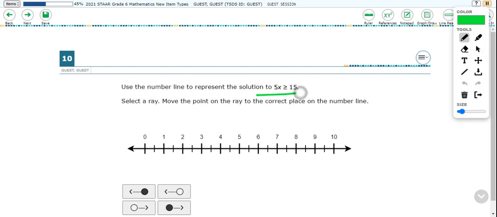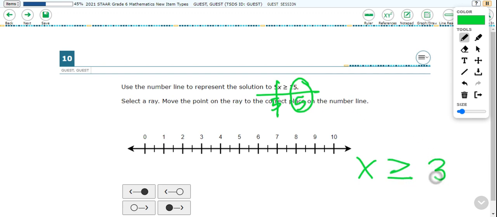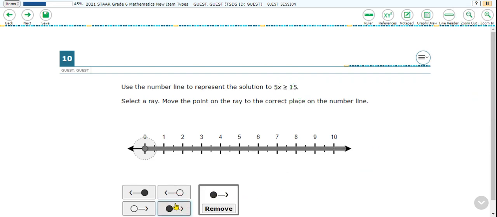Same thing, we're going to divide 5 times x, divide both sides by 5. So x is greater than or equal to 15 divided by 5 is going to be 3. We're going to be going to the right, and this line means it's going to be shaded. Going to the right and shaded, and we slide it over here to 3.